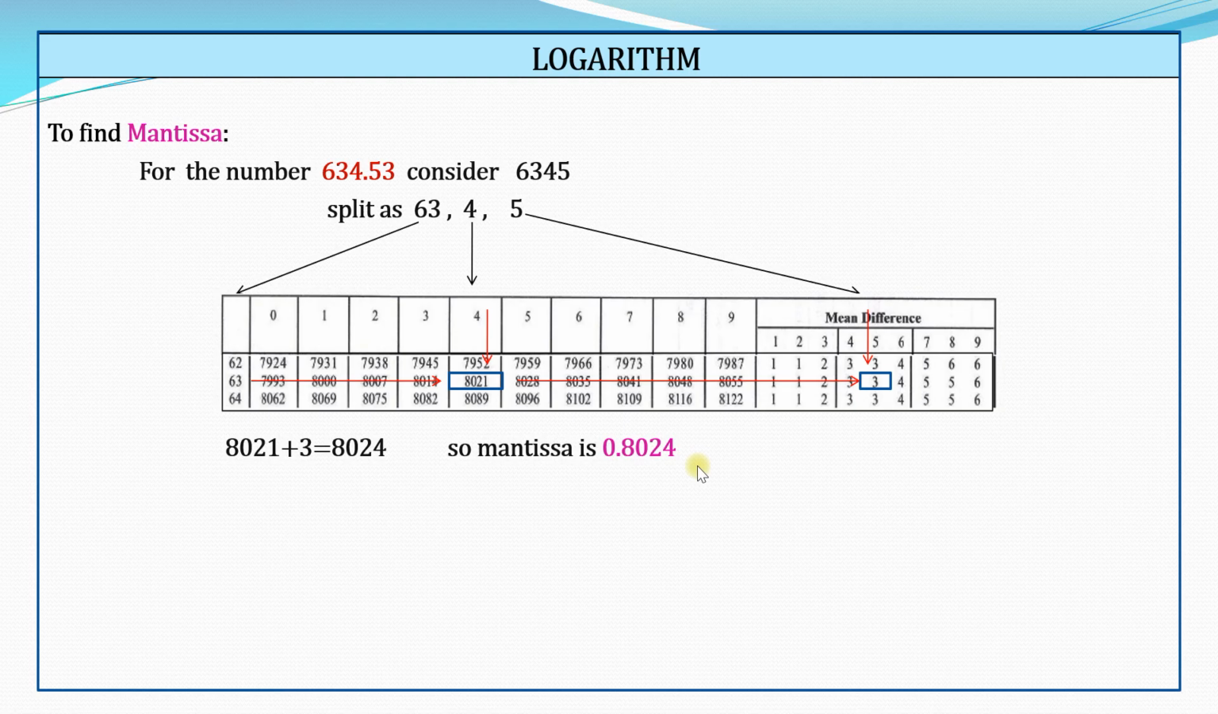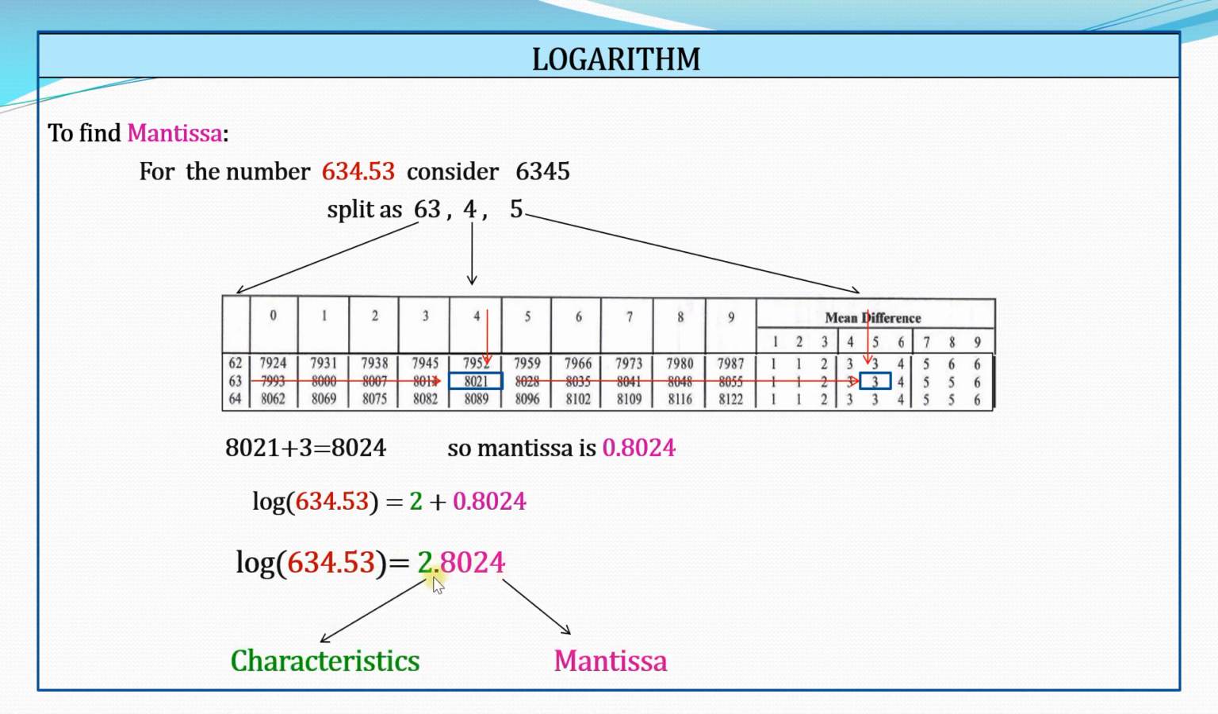Remember I told you mantissa is the decimal part. Now the logarithm of 634.53: the characteristic will be 2 because this number is greater than 1. So you have 3 digits in the integral part, so you are going to subtract 1. So 2 will be the characteristic and the mantissa is 0.8024, and log of 634.53 is 2.8024. So guys, every time we need not write the characteristic and then the mantissa separately. First we'll write the characteristic, put the decimal point and then just write the mantissa whatever we get here. Let's see some more examples.